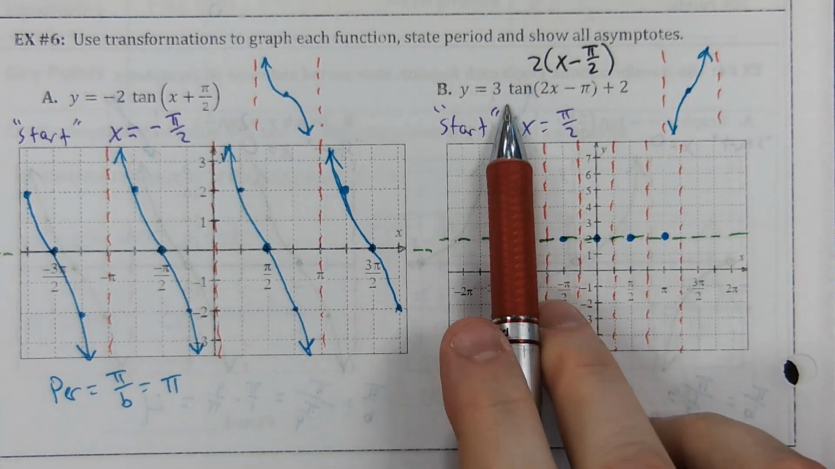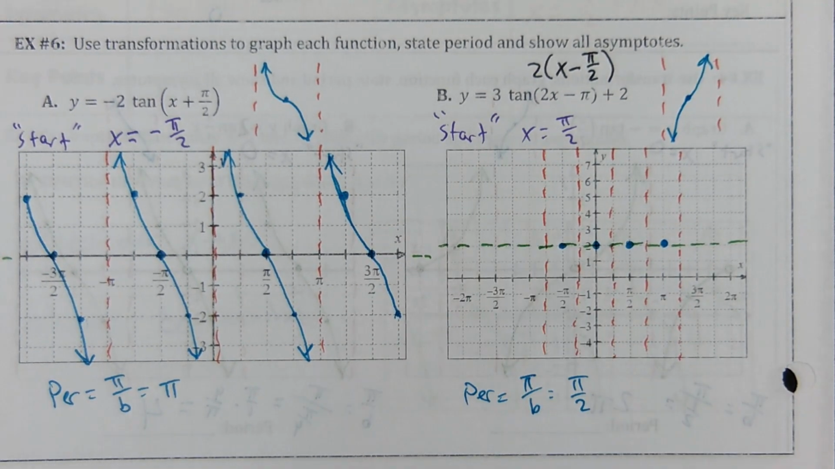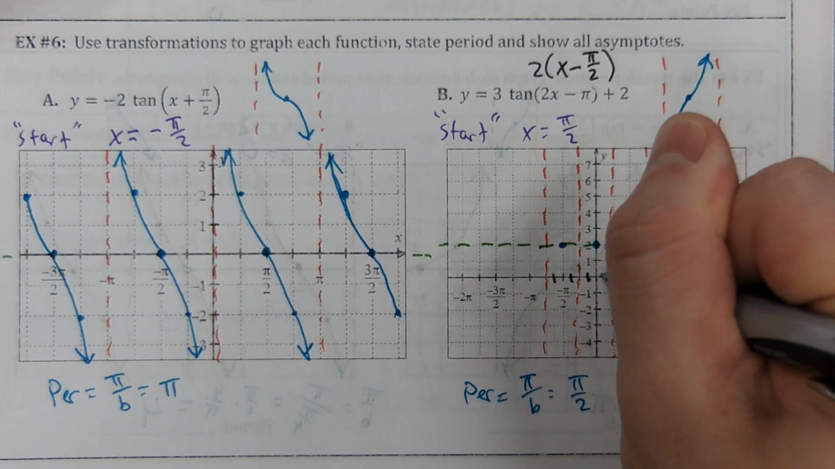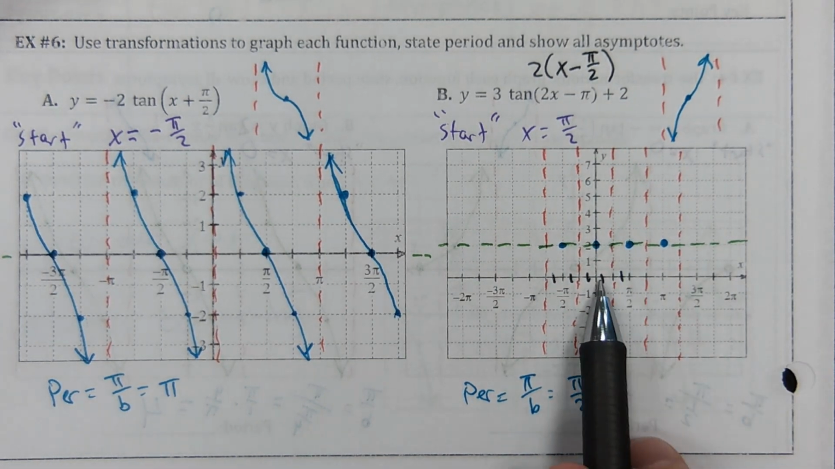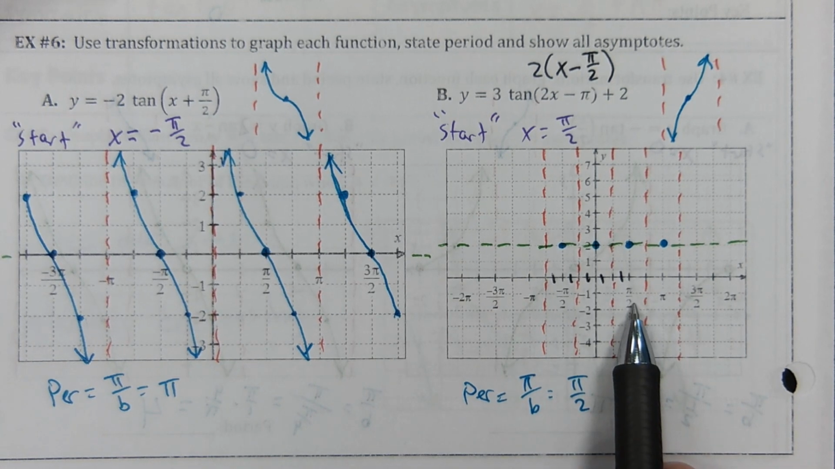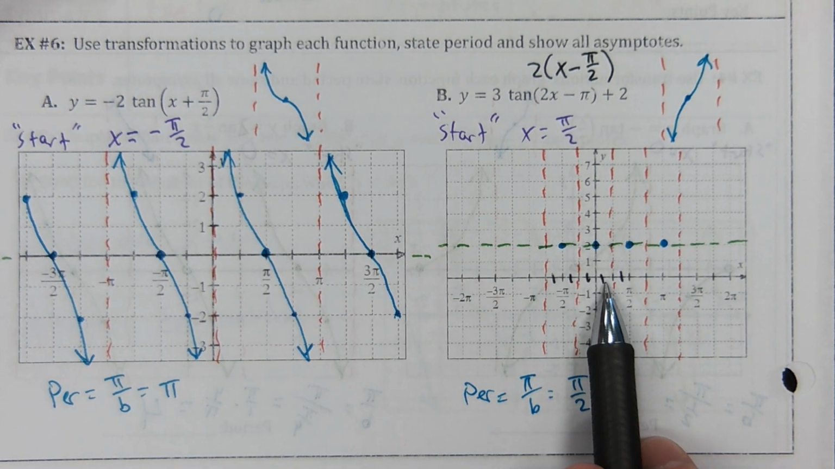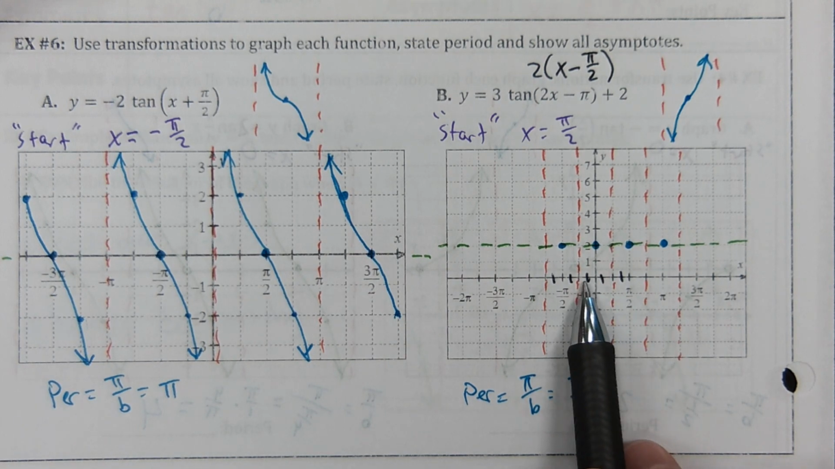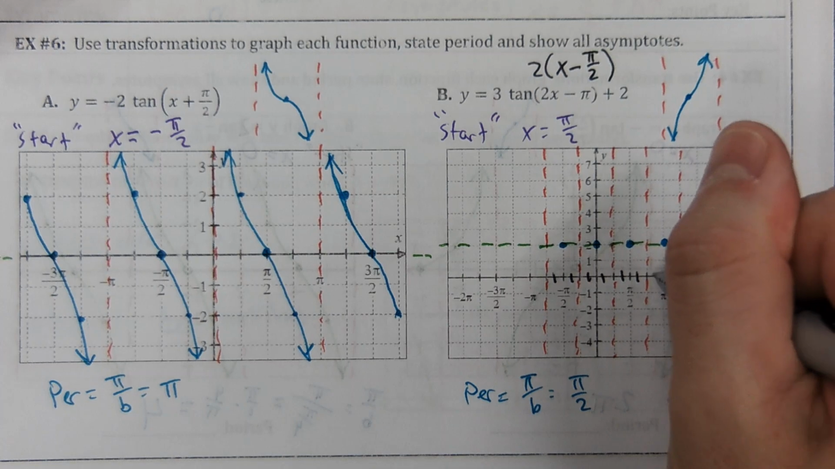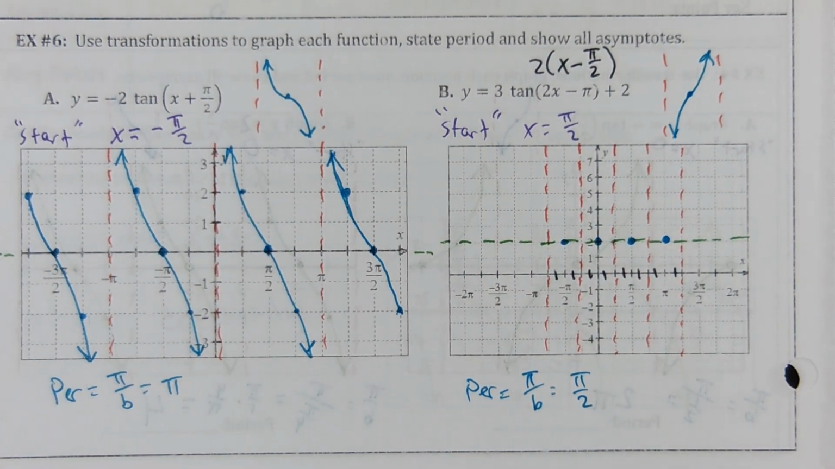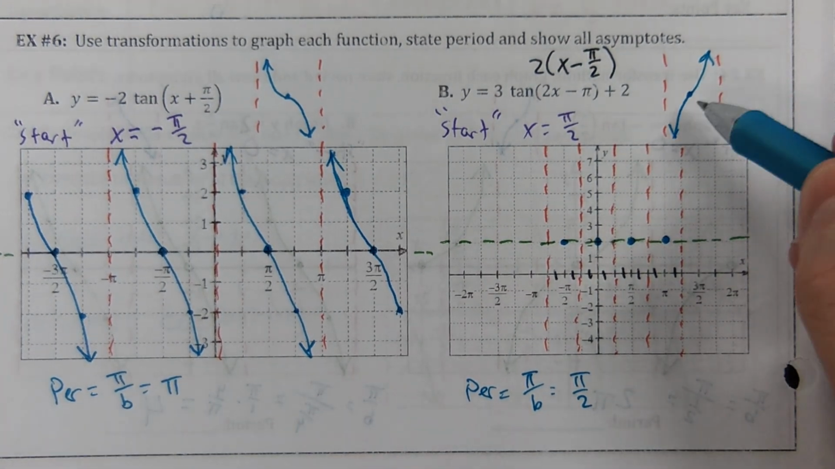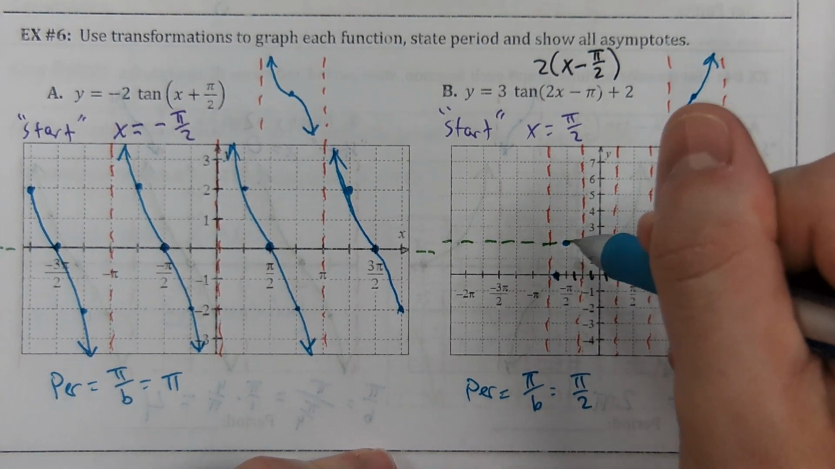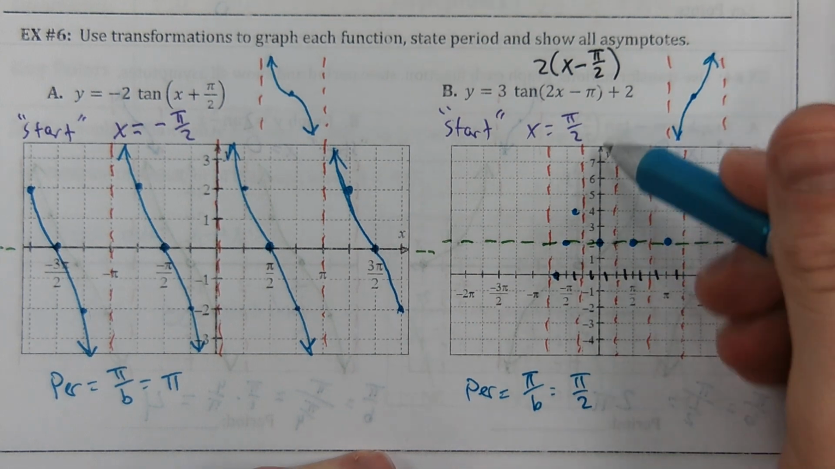As far as our up 3 and down 3s are concerned, we actually need to throw some extra tick marks on our x-axis. If this is a pi over 2 cut into fourths, each of these is a pi over 8. So pi over 8, 2 pi over 8, 3 pi over 8, 4 pi over 8. Itty bitty. So left down 2, right up 2, because the y-axis does count by 2s.